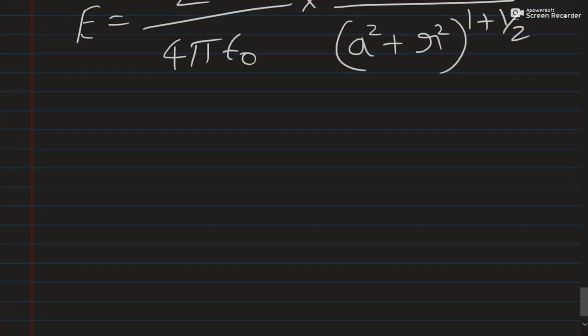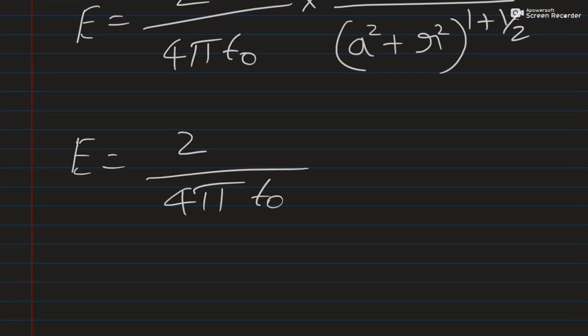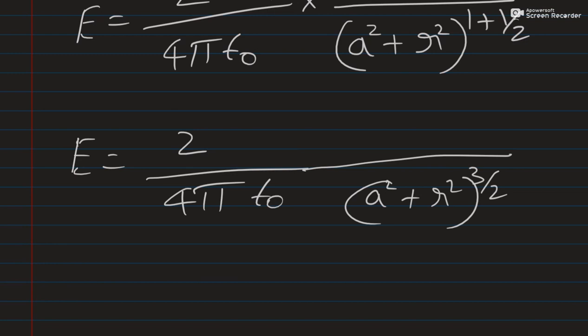So, finally, we will get the net electric field is equal to 2 divided by 4 pi epsilon naught, which is going to be A square plus R square to the power 3 by 2, here I will get A into Q. Tell me what is the next step?